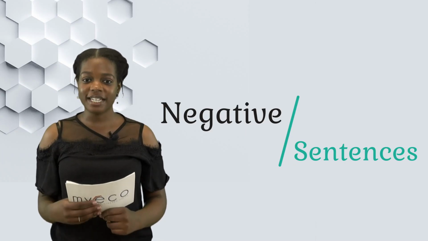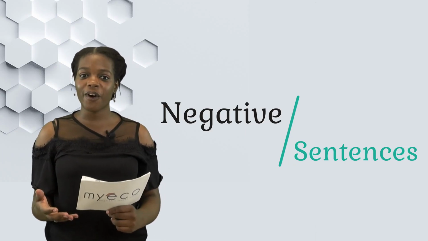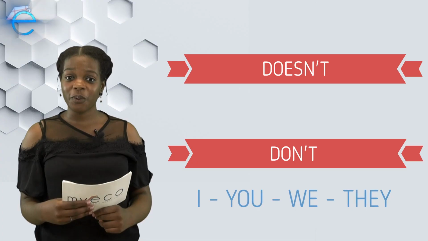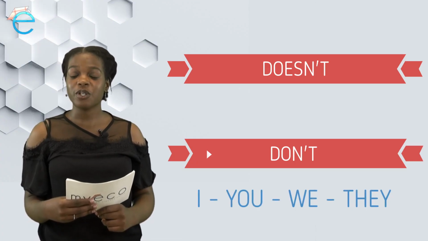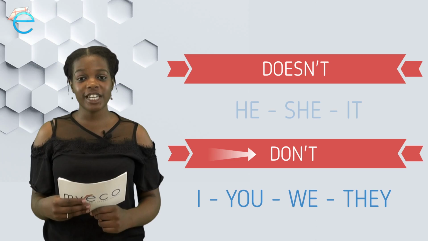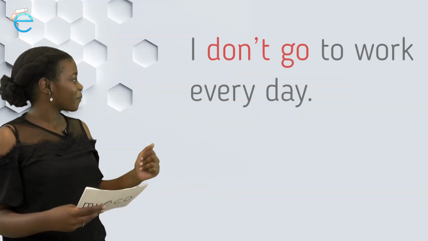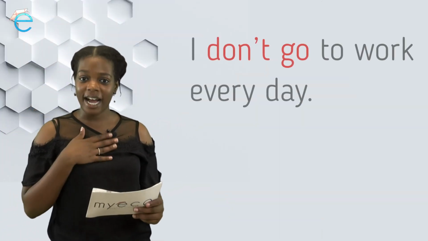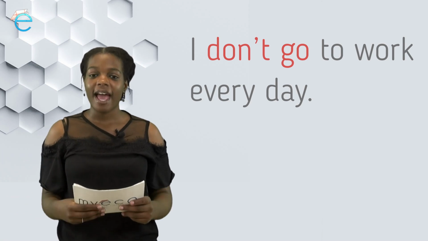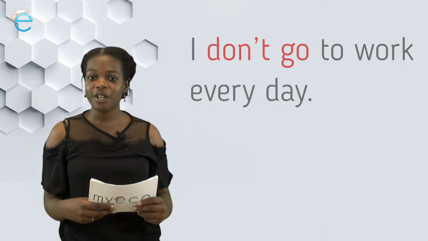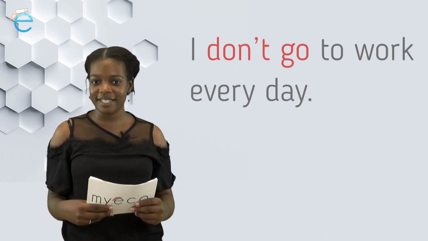To make a negative sentence, we use auxiliary or helping verbs. This is doesn't or don't. For I, you, we, and they, we use don't. And for he, she, and it, we use doesn't. Let's have a look at an example. I don't go to work every day. Because the subject is I, we use don't. And we have every day, which shows us that it is a general situation, so we use simple present tense.